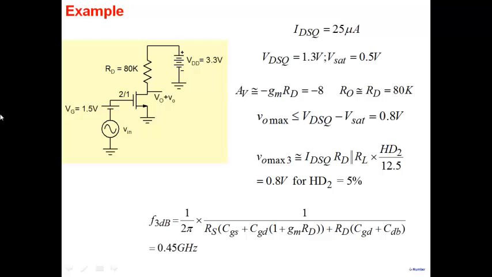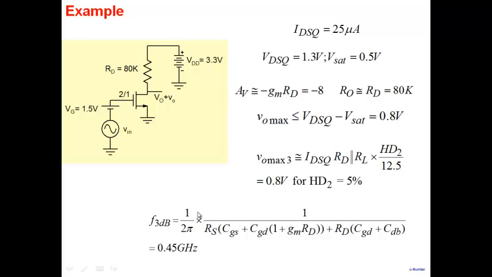We have a common source amplifier here, bias at 25 microamperes, gain is -8, output resistance is 80K, swing 0.8 volt, 3 dB, 0.45 gigahertz. So this is where we are, and the next thing is, how do we improve this amplifier? All right, you can see the problems with this amplifier. One is the gain. Gain is low. The swing is also low because you have 3.3 volt here. The swing is only 0.8 here.